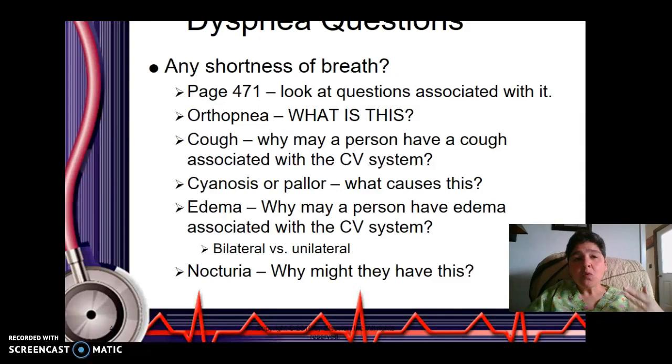And you see more bilateral edema with patients who have cardiovascular disease. When they have unilateral edema, that's typically something within the peripheral vascular system, usually a vein that is the cause of that. So remember when you're looking at that, if you have bilateral, that's more significant for cardiovascular disease. And then again, we talked about nocturia.